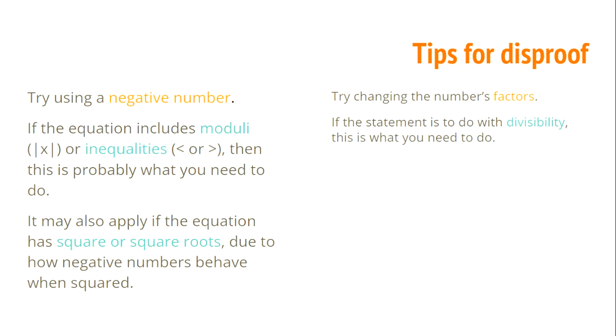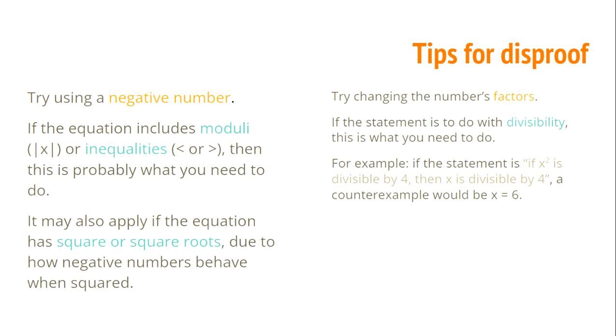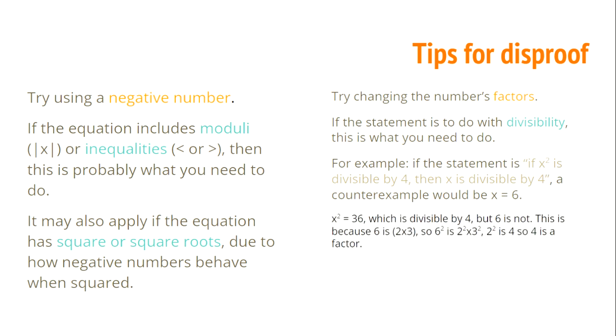The best way to explain this is with an example. Say that the statement is that if x squared is divisible by 4, then x will be divisible by 4. In that case, one of the ways to disprove that would be to set x equal to 6. X squared is 36, which is divisible by 4, but 6 itself is not divisible by 4. The reason for this is that 6 is 2 times 3, so 6 squared is 2 times 3 times 2 times 3, or 2 squared times 3 squared. 2 squared is 4, so it's divisible by 4.